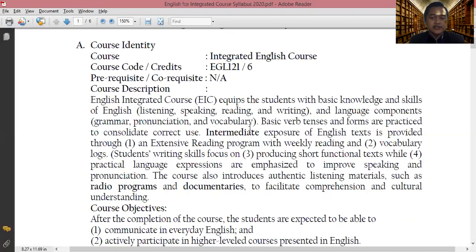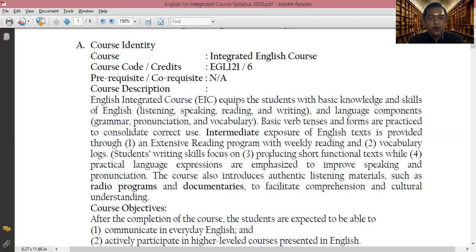So first is extensive reading, and the second is vocabulary blocks. So I've already had your Gmail accounts, and I will share a Google Drive folder that contains your name, and I will share the folder with you through the Gmail account. And your job is to write the summary of the extensive reading and the vocabulary blocks that needs to be uploaded to the drive. And the third one, you need to produce short functional text. It means you need to write something.